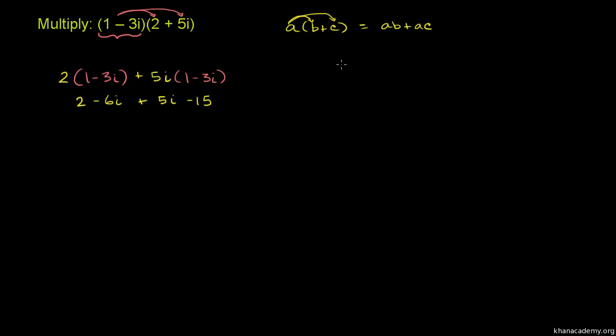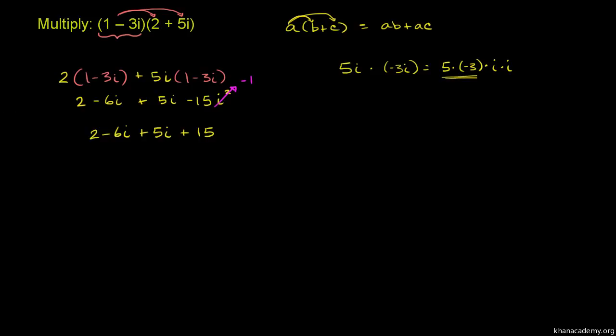5i times negative 3i is the same thing as 5 times negative 3 times i times i. So the 5 times negative 3 is negative 15, and then we have i times i, which is i squared. Now, we know what i squared is. By definition, i squared is negative 1. So you have negative 15 times negative 1, which is positive 15. So this can be rewritten as 2 minus 6i plus 5i plus 15.